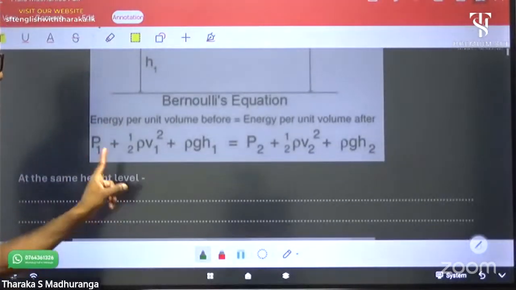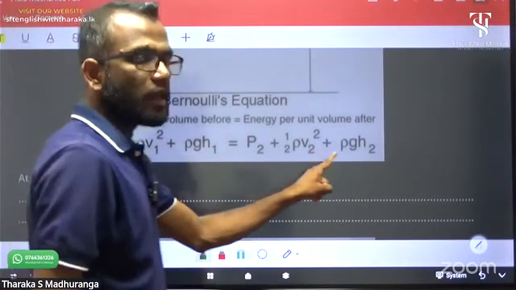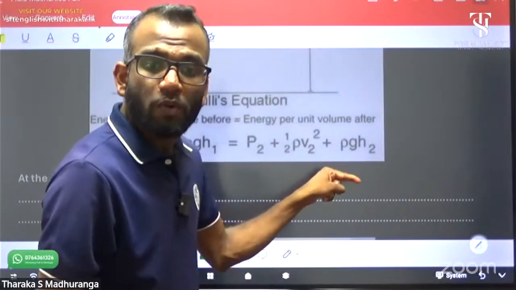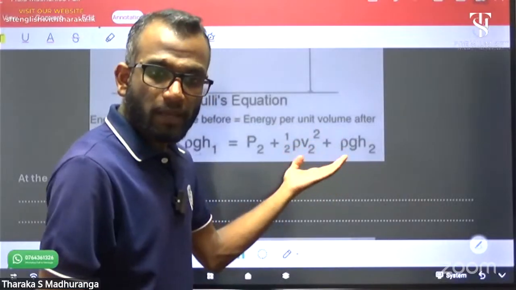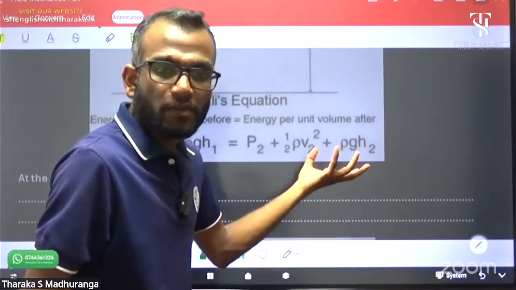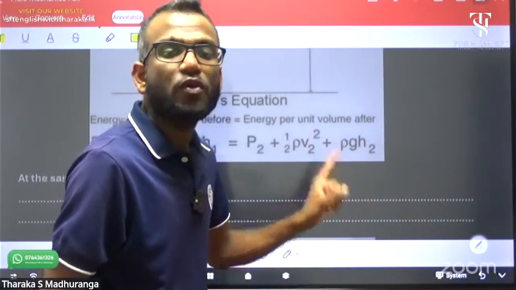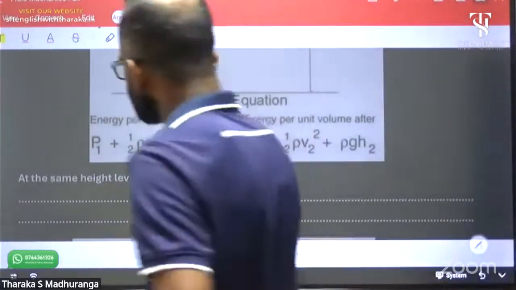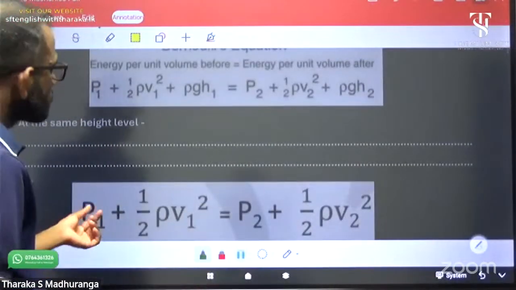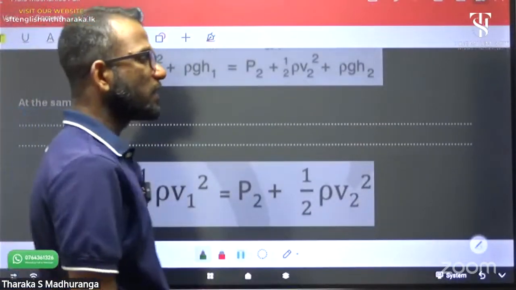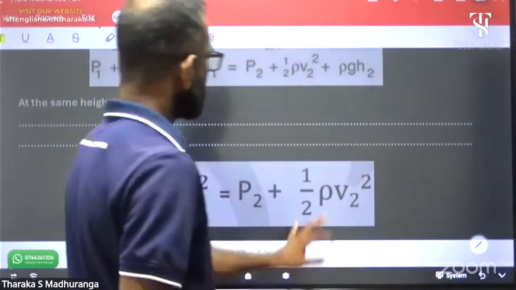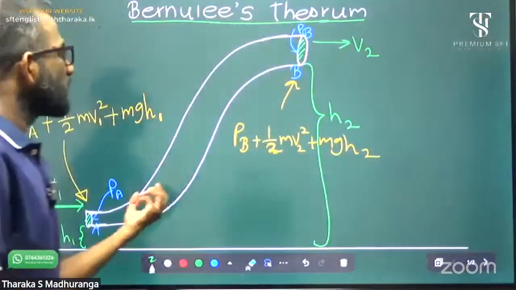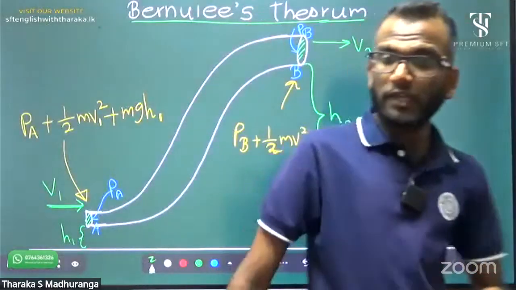Now we can say like this: m is converted to rho, because m divided by V, kinetic energy per unit volume. That's why it is rho gh and half rho V squared, right? At the same height level, then now think of our experiment. In our experiment, there is a considerable height difference, H1 and H2.